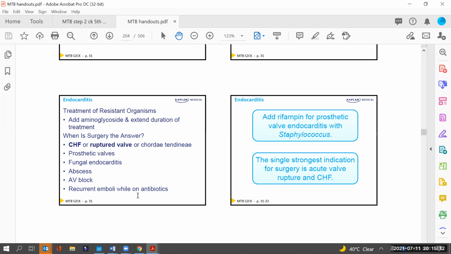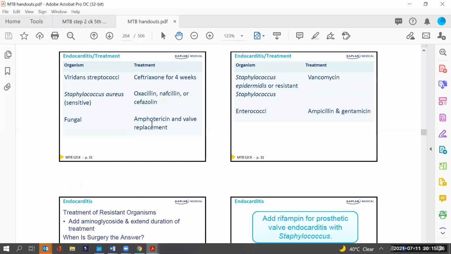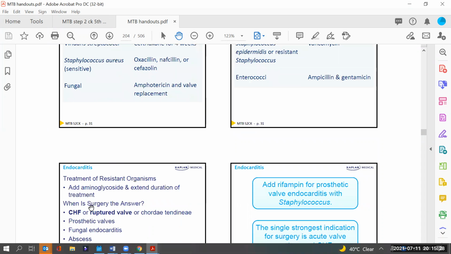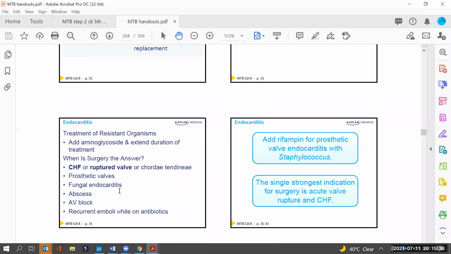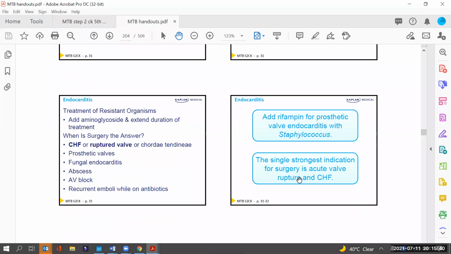They usually ask, if the patient is presenting, what is the empiric antibiotic? The normal question is for the empiric antibiotic, so you must know the empiric one. Empiric means you're going to give it to every patient, and later on you will change. Especially for those with resistance, just remember aminoglycosides. For surgery, the absolute indication is when the valve is ruptured. You have no choice. Go for surgery.